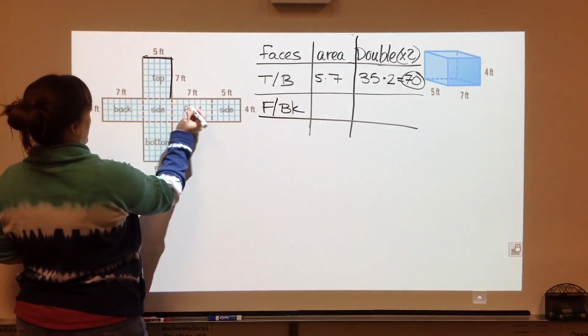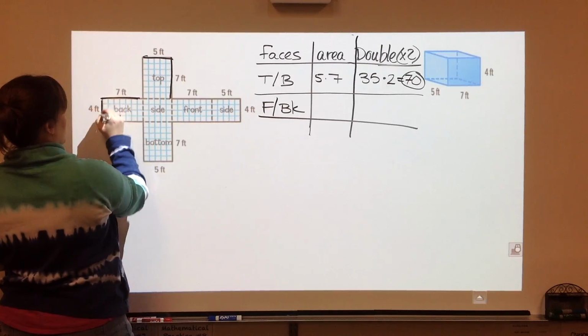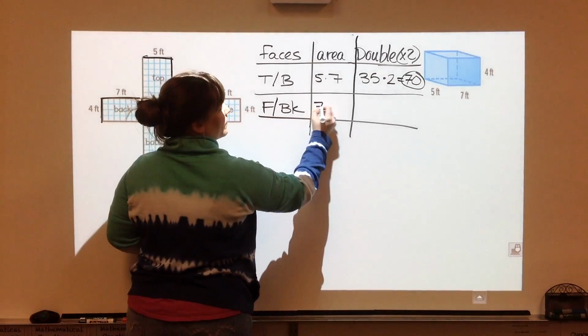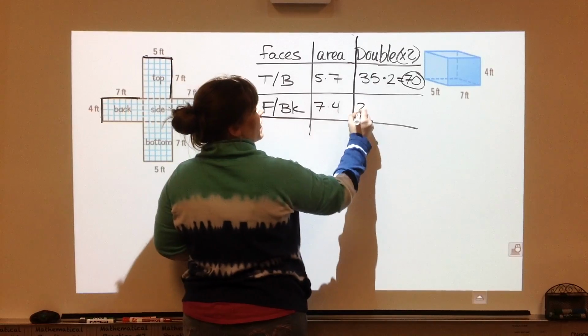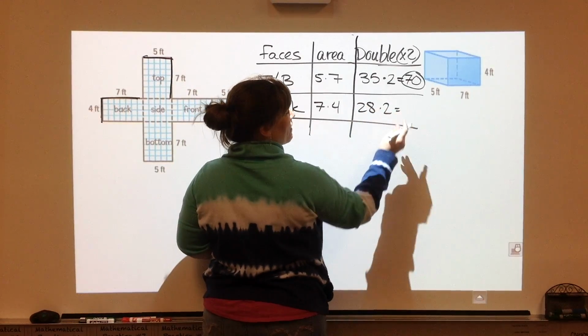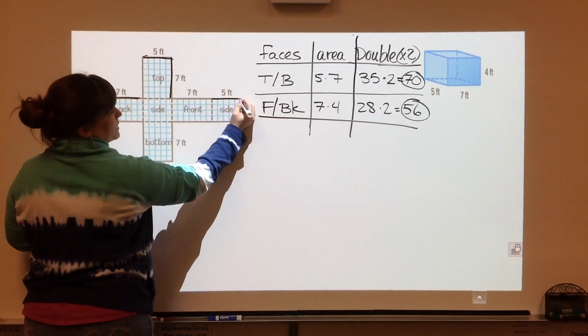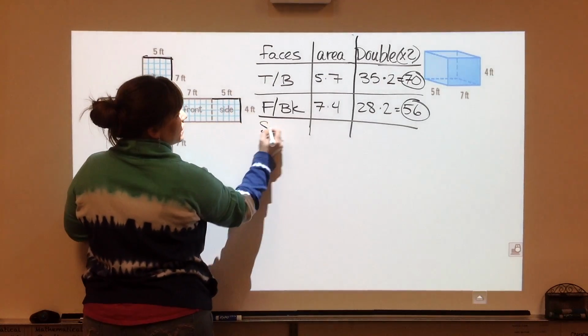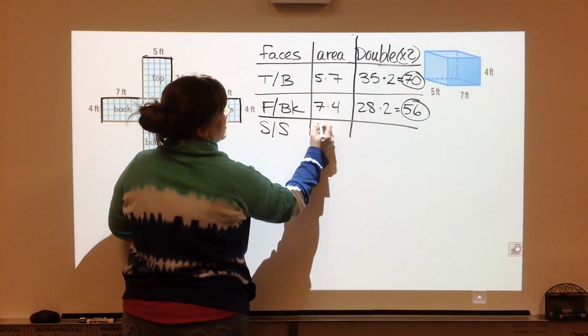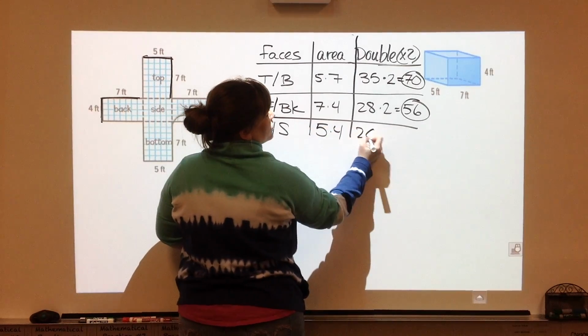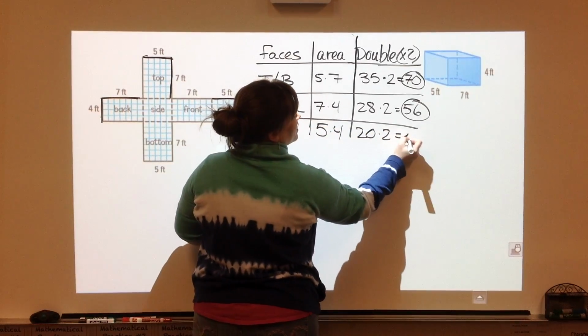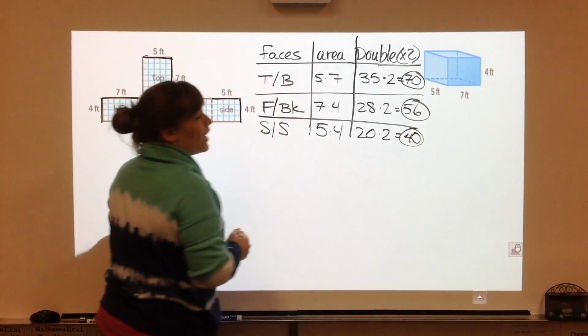The front and back is this 7 and 4. Plug that in. That's 28. When I multiply that by 2, I get 56. The last one I need to do is the side. That's S and S, and it's 5 times 4, which is 20. And when I double that to get both of them, I get 40.